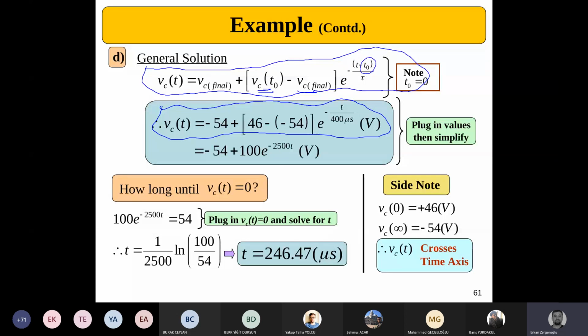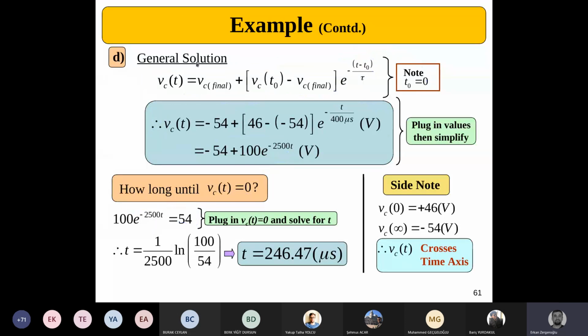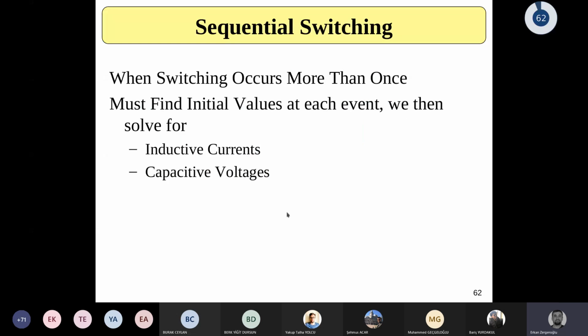And at some point, as I said before, starting from 46 and going to minus 54, it will cross the zero at some point. If you want to find that time, just equate this equation to zero, and try to find t. I mean, this is how you got to do it. Divide both sides of this equation by 100, and take the natural logarithm of it. Then divide by 2500 to find the value of t. Now, I hope this is also clear.